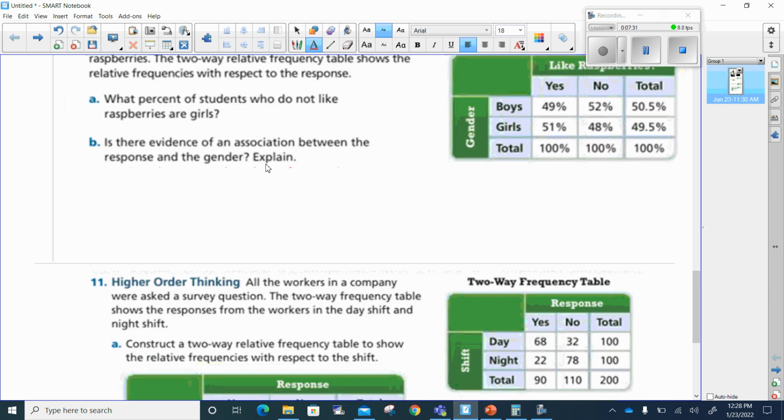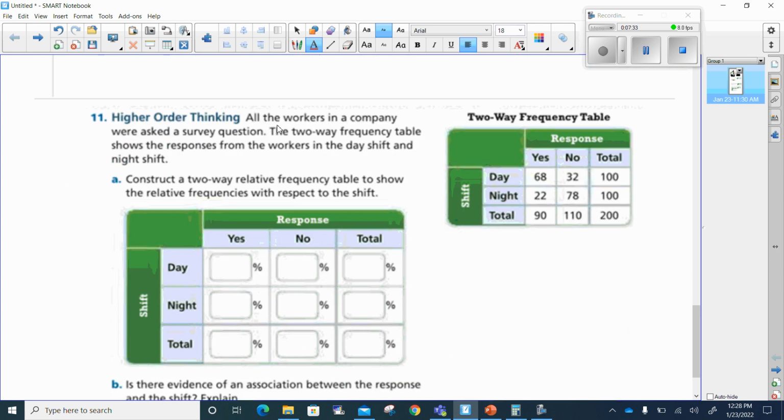Number 10 is yours, so I'll do number 11. All the workers in the company were asked a survey question. The two-way frequency table shows the response from the workers in the day shift and night shift. All right, here's the day shift, here's the night shift.